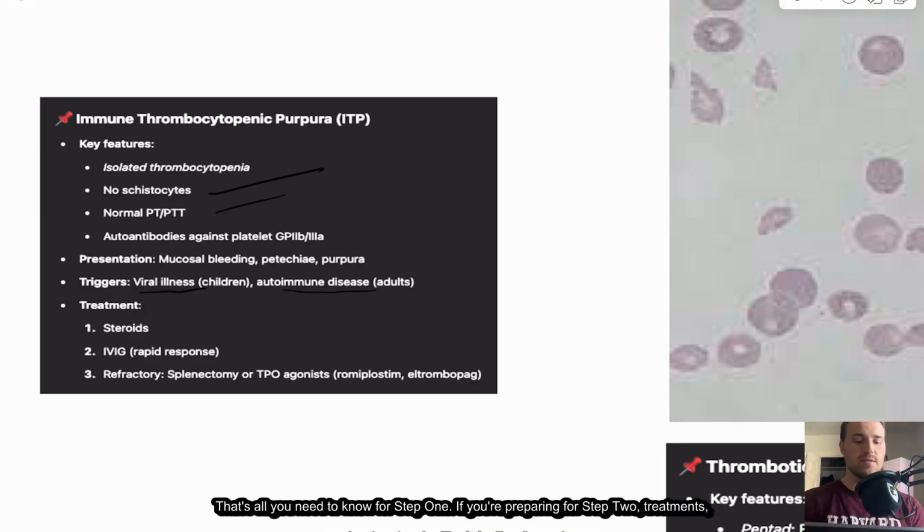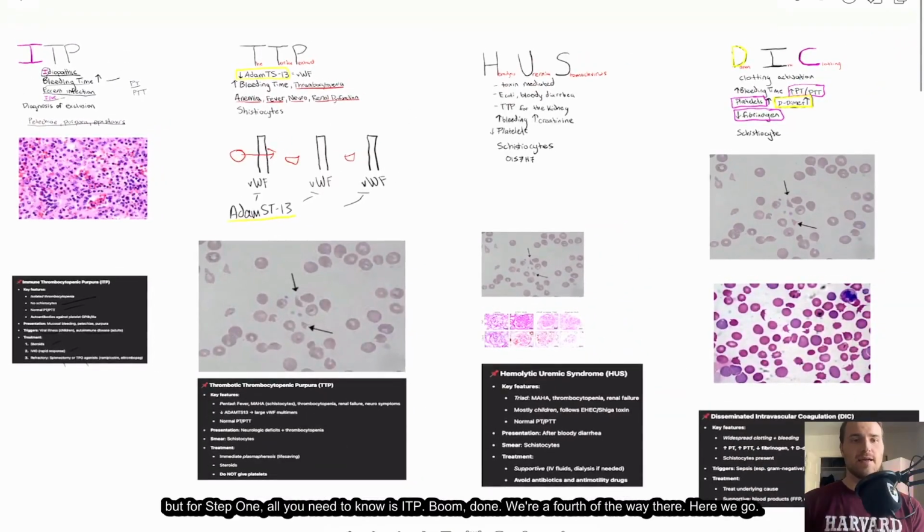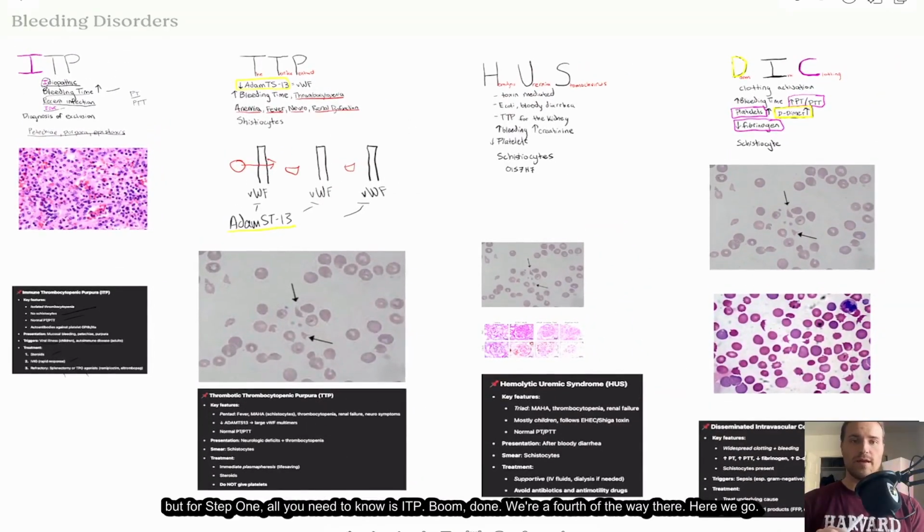If you're preparing for step 2, treatments: steroids, IVIG, splenectomy for refractory cases, and TPO agonists. That's only for step 2 though. But for step 1, all you need to know, ITP, boom, done. Onward, here we go.